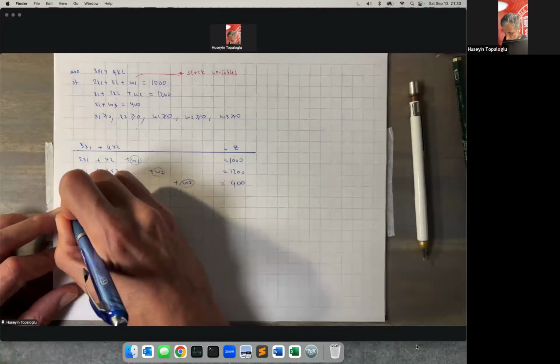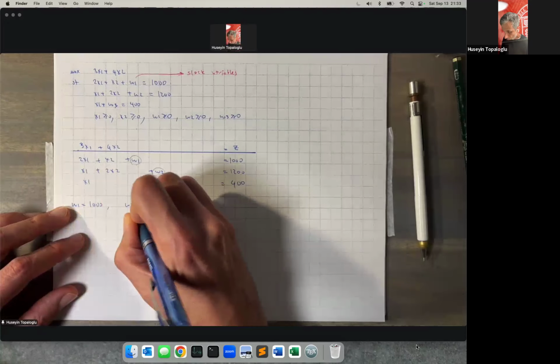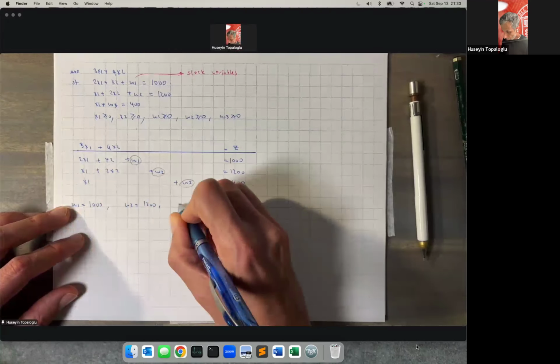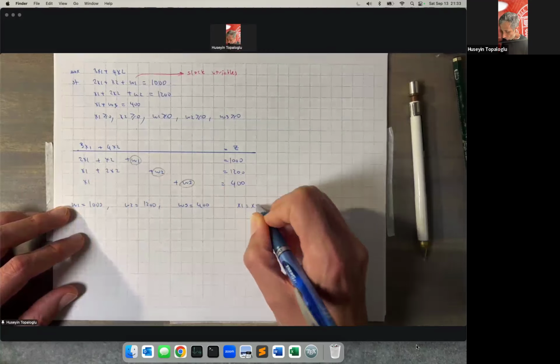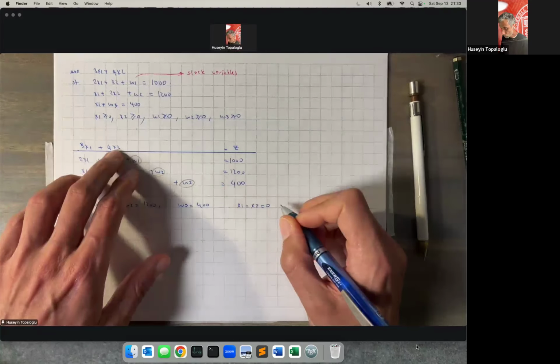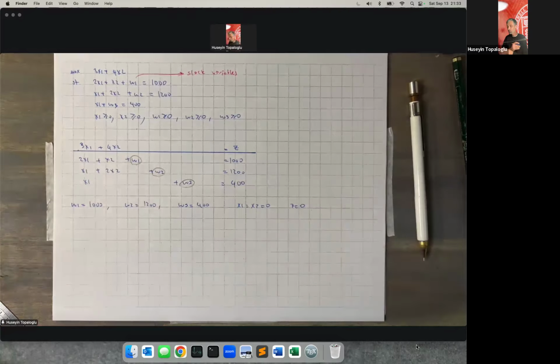So let's read the solution that we just quickly read. W1 to be 1000, W2 to be 1200, and W3 to be 400, and x1, x2 to be 0. If x1, x2 are 0, the left side is 0, so z is equal to 0, so that the first equation is also satisfied. Good.